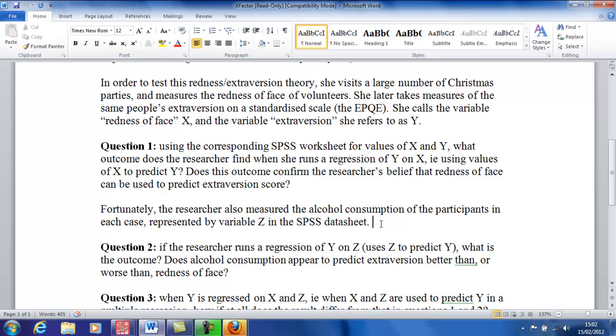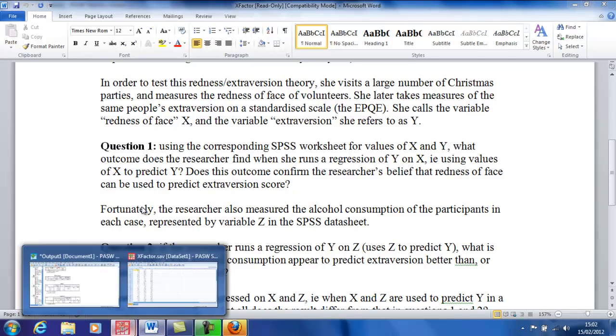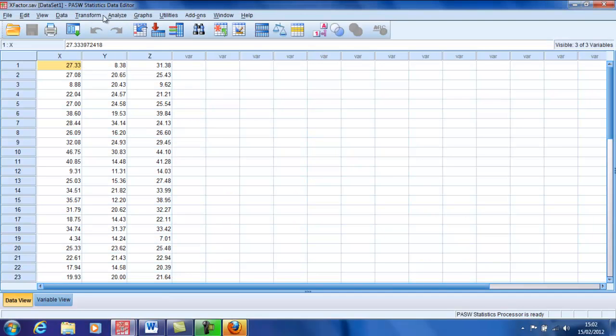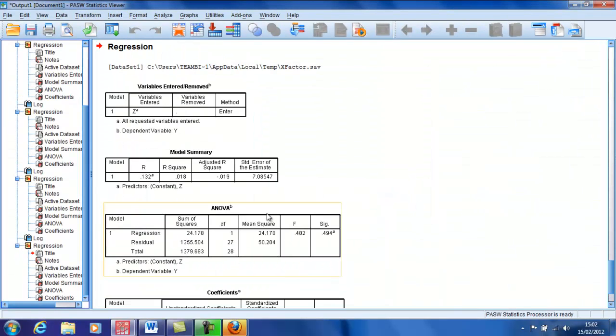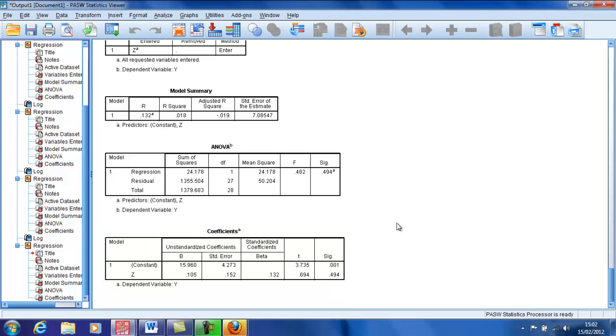However, fortunately, as I've said, another variable was measured, namely the alcohol consumption of participants, represented by variable Z. Now, you would expect that alcohol consumption would almost certainly correlate with redness of face. It may or may not correlate with extroversion, however. Now, if the researcher runs a regression of Y on Z, let's just see whether indeed it does correlate with extroversion. Going back into the box, we can put Z now instead of X, and we find absolutely no evidence whatsoever for any linkage between extroversion and alcohol consumption.